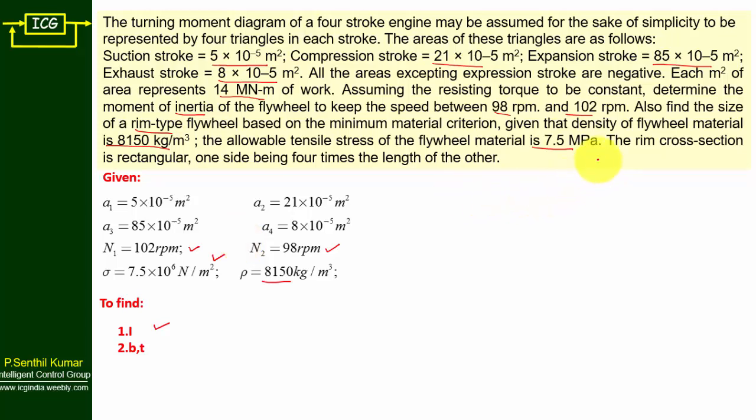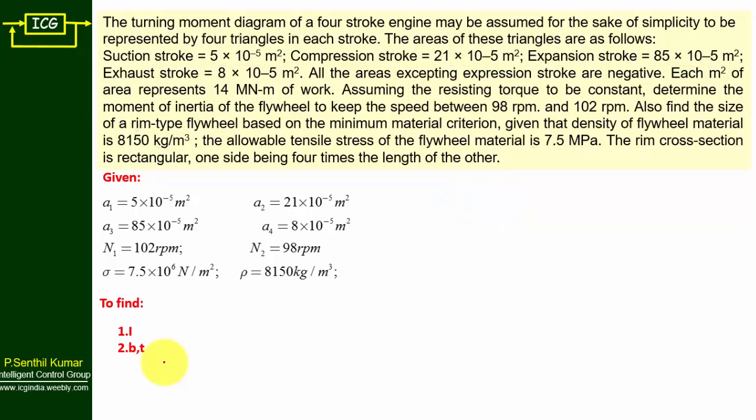Apart from that, the rim cross section is a rectangle, with one side being 4 times the length of the other. If you take the breadth, this should be 4 times the thickness. So a flywheel rim will be shaped like this. When you cut this shape, you will get a rectangular section. This is the thickness, then 4 times the thickness. So this is the given condition. Here we need to find breadth and thickness, b comma t, for the flywheel.